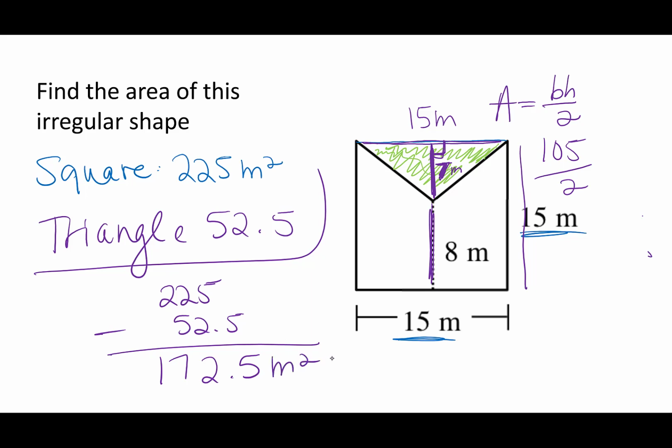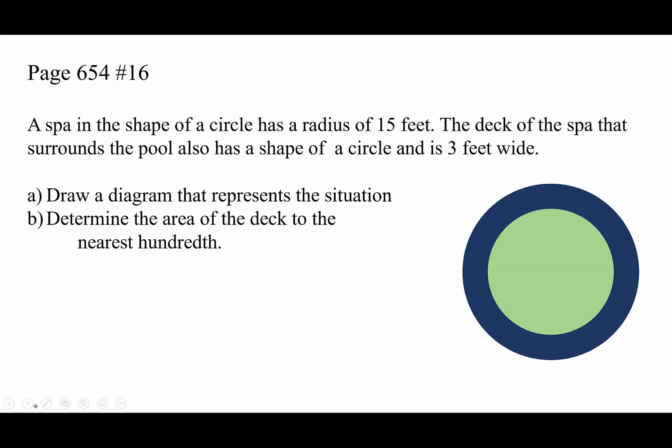Okay, we did this one in class, but I'm going to go ahead and rework it. The given information is that the swimming pool has a radius of 15 feet and the deck is 3 feet wide. We're going to find the total area, and this is the deck and pool, and then we're going to subtract just the area of the pool.